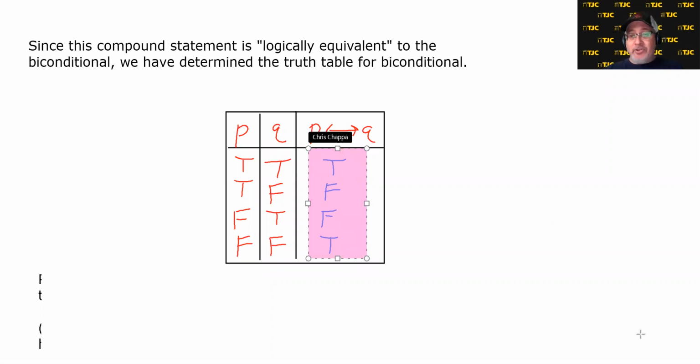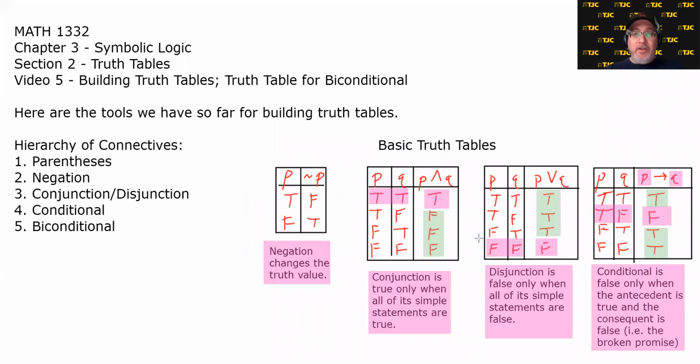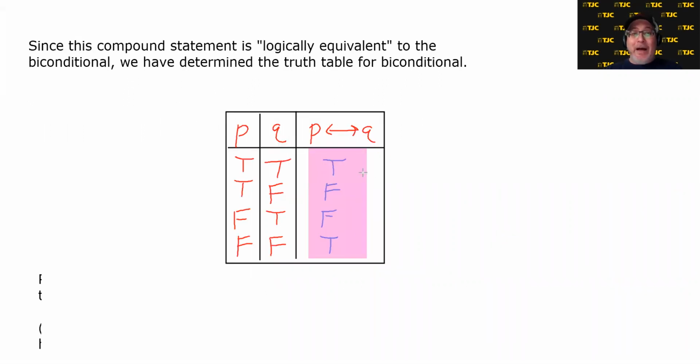Just as a reminder, let's go back to them. The conjunction was mostly false. The exception was when was it true. The disjunction was mostly true. The exception was when was it false. The conditional was mostly true. The exception was when was it false. But for the biconditional, it is not mostly true. It is not mostly false. Half the time it's true, half the time it's false.